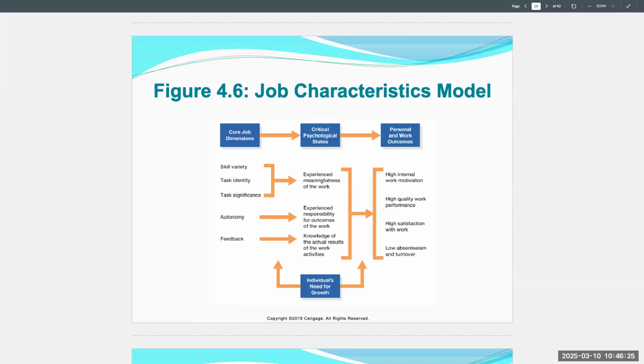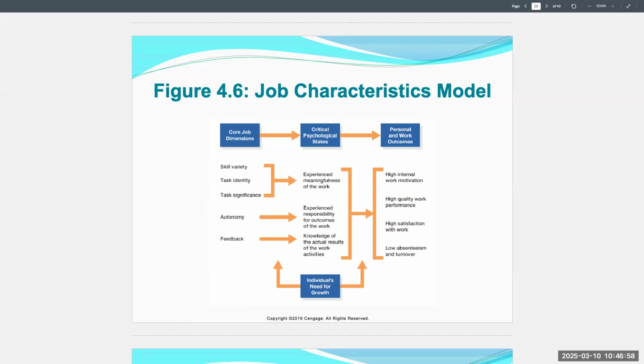The first thing that you need is skill variety. Skill variety refers to the range of skills and talents required to perform a job. A monotonous, repetitive job can lead to disengagement. That's not what you want. Roles that involve diverse tasks keep employees intellectually stimulated and keep the motivation going. Employees feel more fulfilled when they can leverage multiple skills rather than perform the same task over and over.